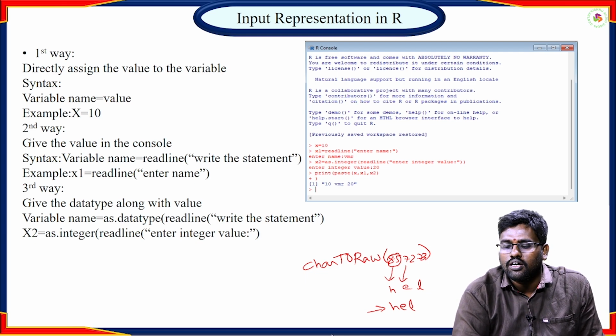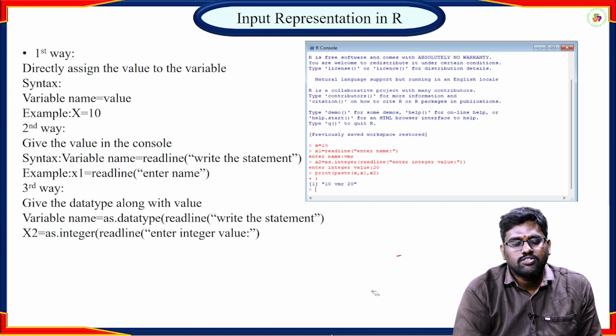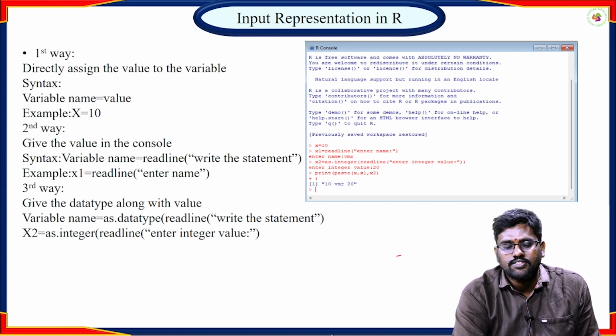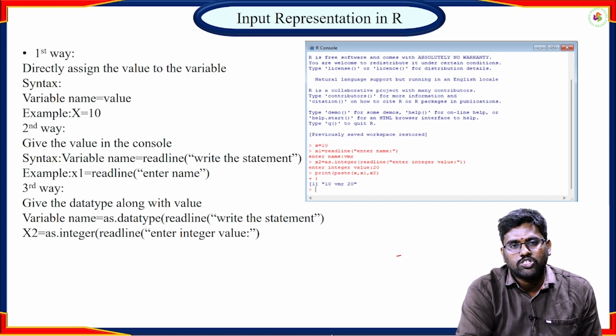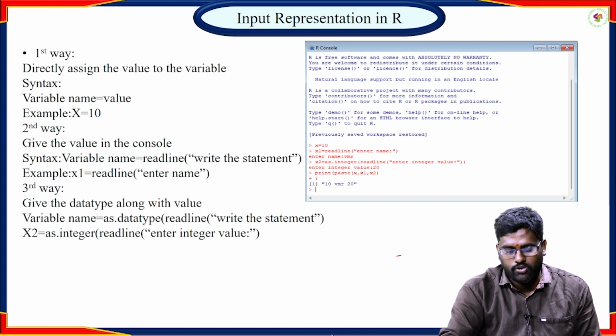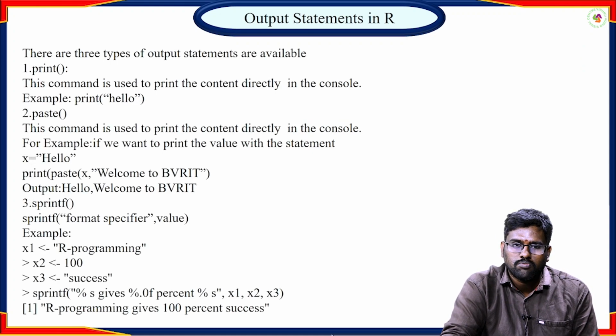So this is about the 6 types of data types available in this. Those 6 types of data types we need to analyze and execute. So this is about the 3 types of representations of input taken in R programming. And now coming to the output statements, how to represent the output statements in R programming. There are 3 types of output statements.